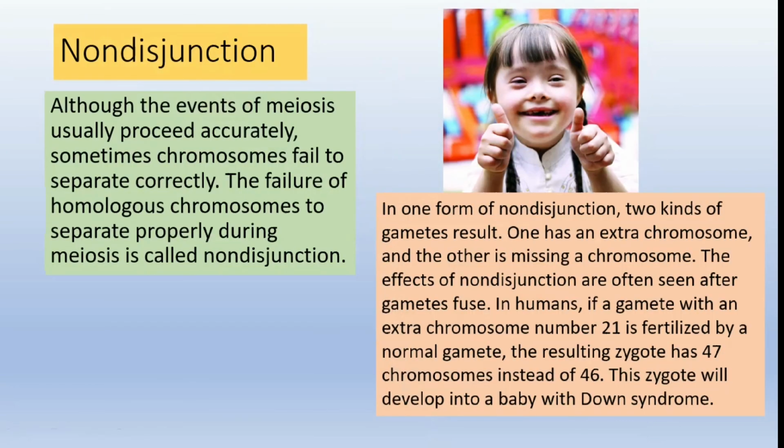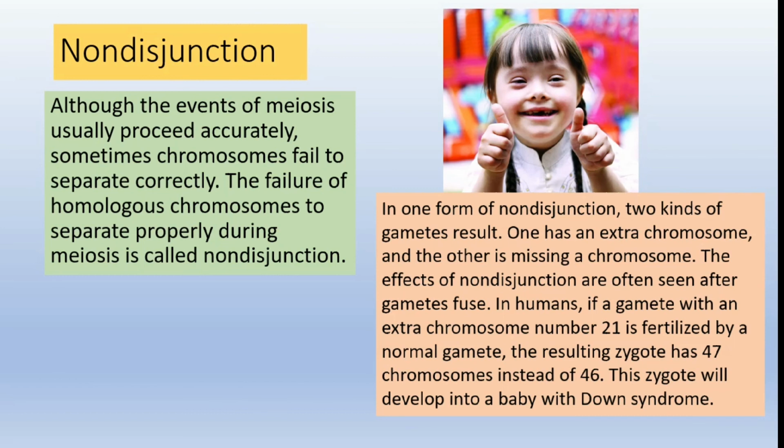Non-disjunction. Although the events of meiosis usually proceed accurately, sometimes chromosomes fail to separate correctly. The failure of homologous chromosomes to separate properly during meiosis is called non-disjunction. In one form of non-disjunction, two kinds of gametes result. One has an extra chromosome, and the other is missing a chromosome.